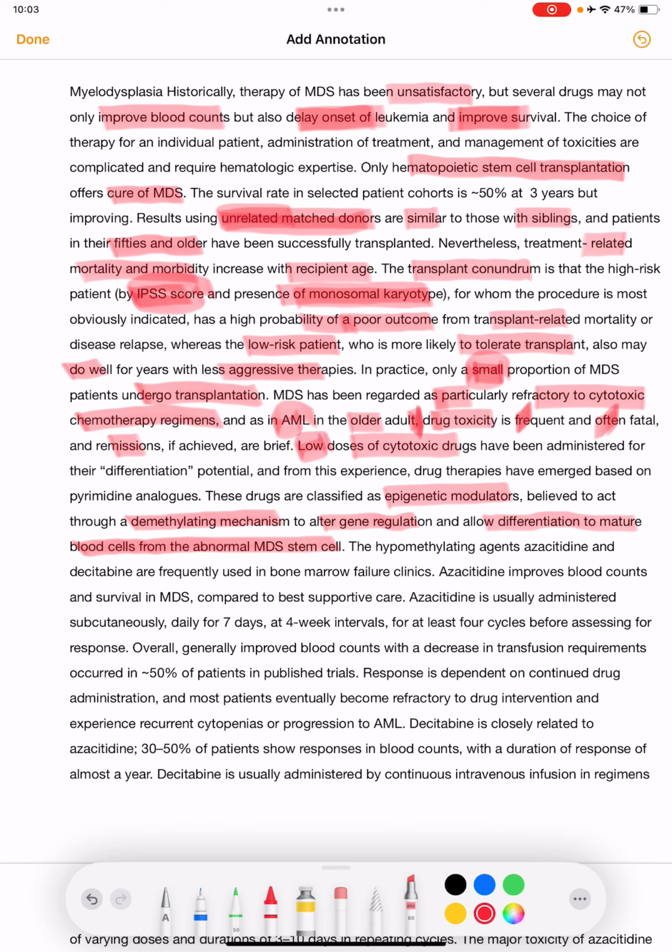So low doses of cytotoxic drugs have been administered for their differentiation potential, and from this use, drug therapies have emerged based on pyrimidine analogs. These drugs are classified as epigenetic modulators. That is, they are believed to act through a demethylating mechanism to alter gene regulation and allow differentiation to mature blood cells from the abnormal MDS stem cell.